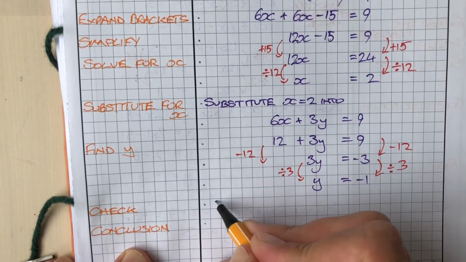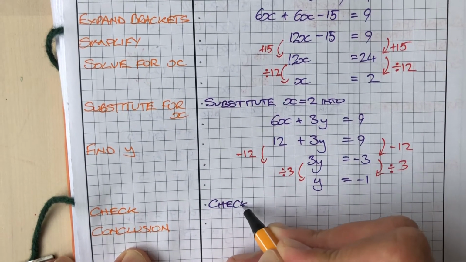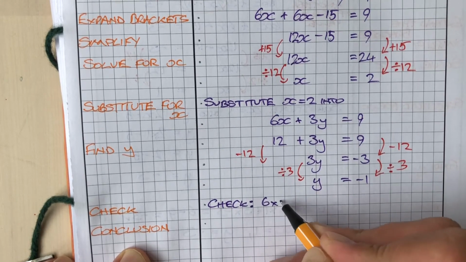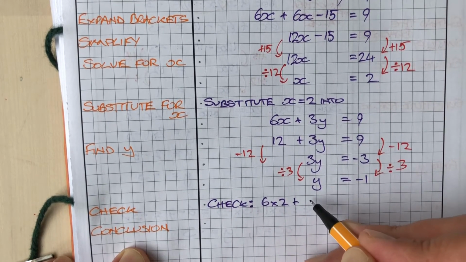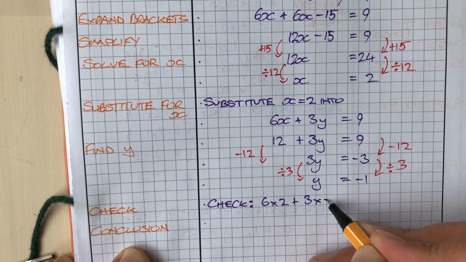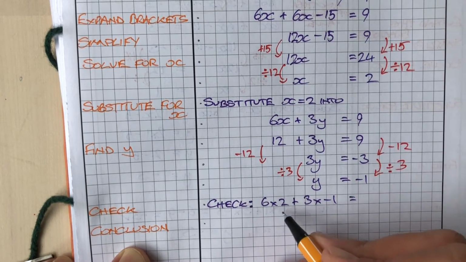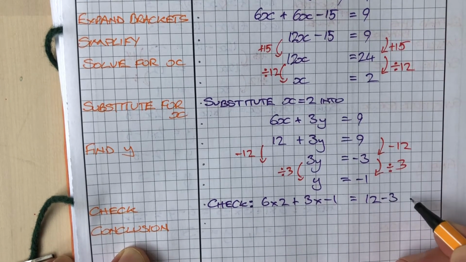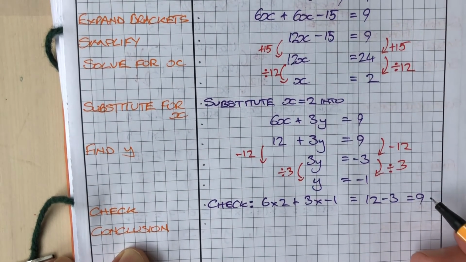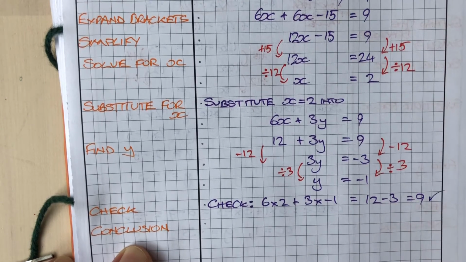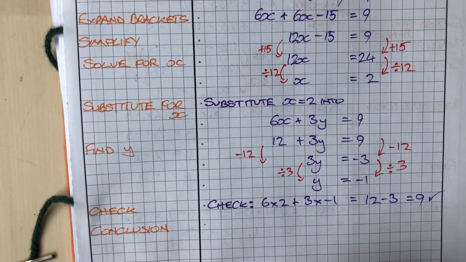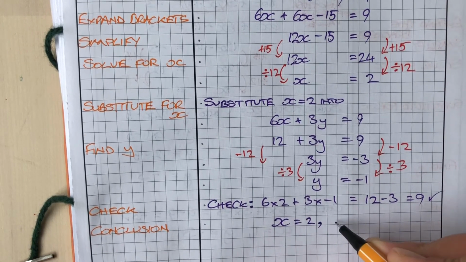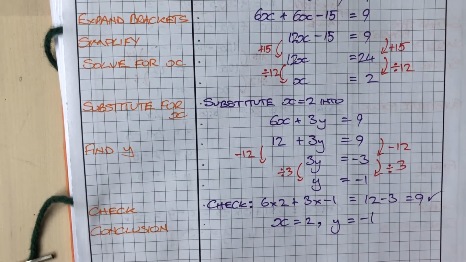Right, let's check that. Let's use the other equation. 6x is now 6 times 2 plus 3y is 3 times -1. That's 12. Add -3. 12 take away 3 is 9. Is that correct? Yes, it is. So we are right, and we can write down our conclusion, which is that x is 2 and y is -1.